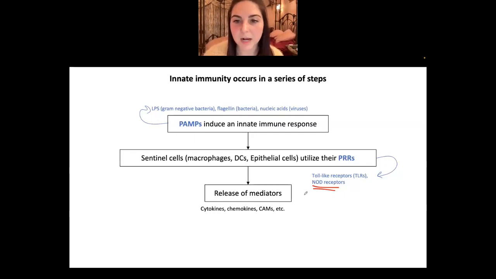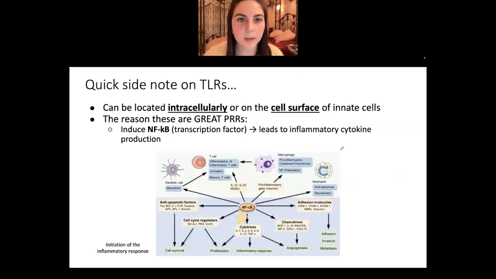And it's going to be because of the binding of the pattern recognition receptor to the PAMP. So TLRs are really good pattern recognition receptors. They can be located on the cell surface. I think when people think receptor, they're thinking, oh, here's a cell, here's its receptor. TLRs can be that, but they can also be located intracellularly. So they can be located in here. And these are really great PRRs because they induce this transcription factor, NF-kappa B.